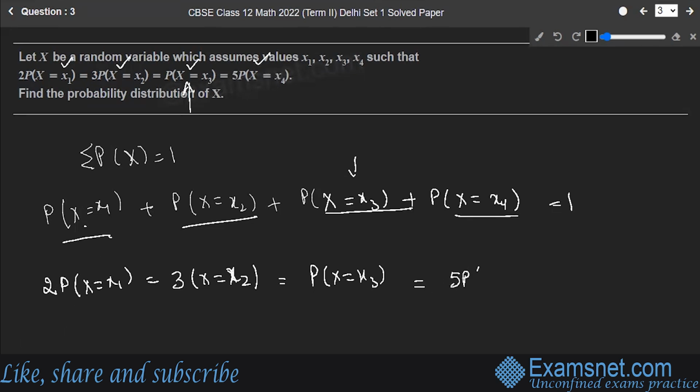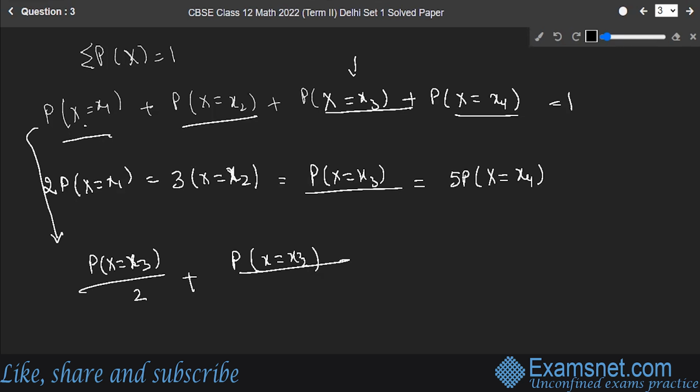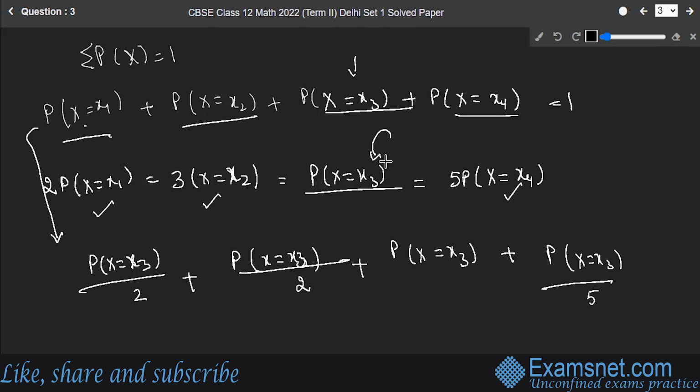This is equal to 5 times probability x is equal to x4. So this can be written as probability x is equal to this. I'm bringing this in the scene now. So this is equal to probability x is equal to x3 upon 2 plus probability x is equal to x2, sorry, 3 upon 2 plus probability x is equal to x3 plus probability x is equal to x3 upon 5. I hope you got this, because I have got all this, this and this in terms of probability x is equal to x3.